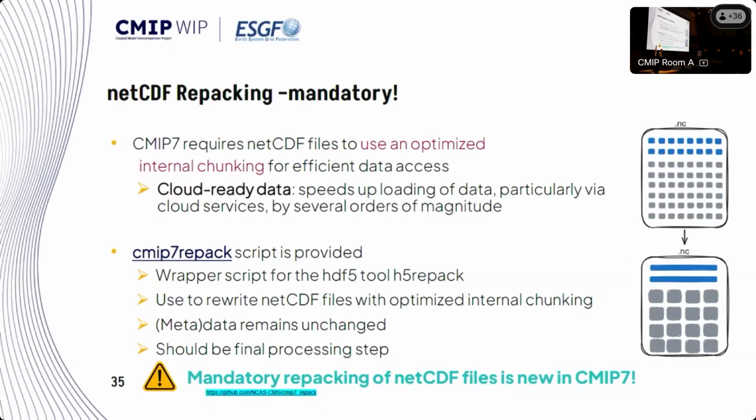This should really be the final processing step, because when you alter the data later with another tool, you might undo all of these changes introduced by CMIP7 repack.